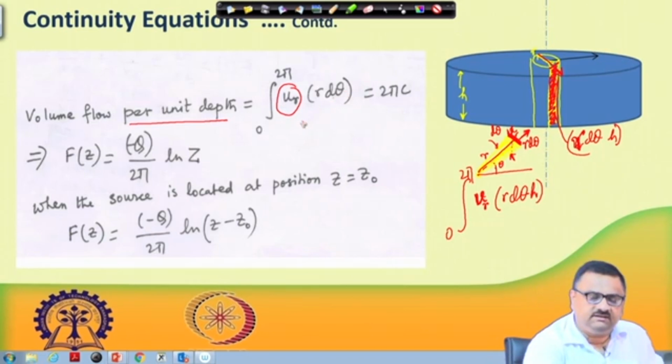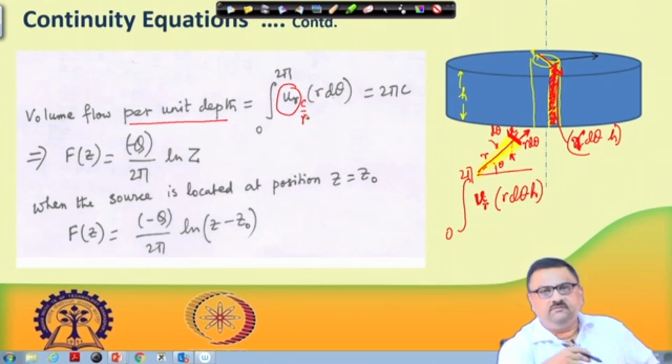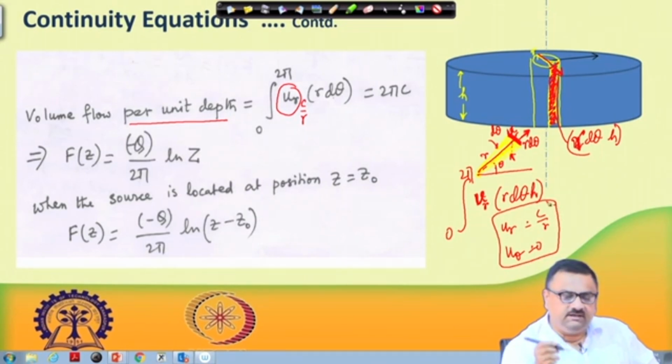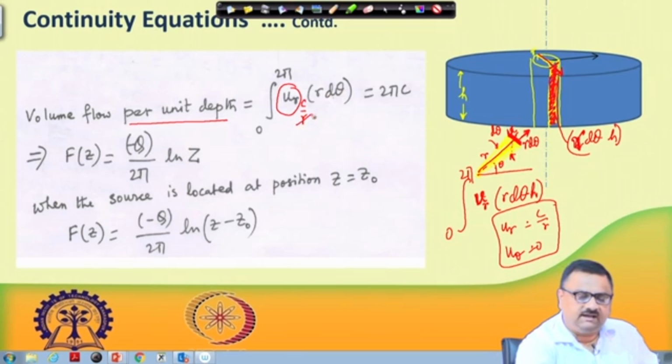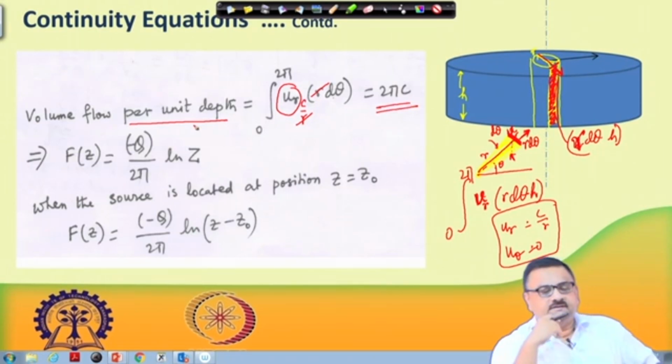Now, if you do this integration, U r is equal to what? U r is C by r, that is what we found in the previous slide, that U r is equal to C by r and U theta is equal to 0. So, C by r into r d theta, this r will cancel out with this r. You are left with C d theta, and when you integrate d theta from 0 to 2 pi, you get 2 pi. So, this integration gives you 2 pi C. So, volume flow per unit depth is 2 pi C.